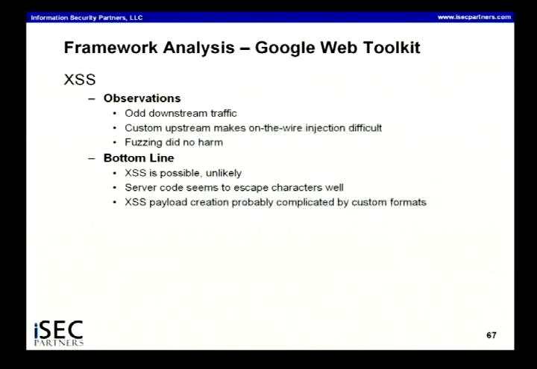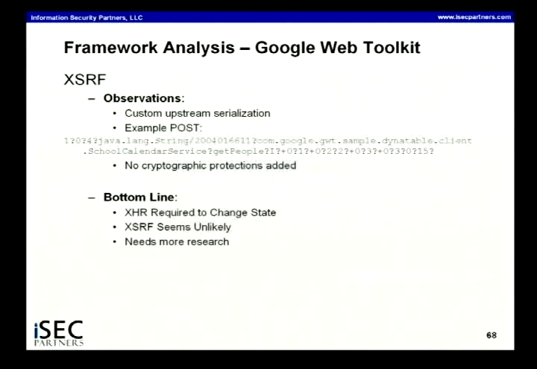And even if there was XSS, it might be a little bit complicated by the fact that they use such weird encoding formats. As far as XSRF, they use a custom upstream serialization, like the one you see here, which has obviously things like Java classes enabled in there and a bunch of unprintable characters. This uses XML HTTP request, and so therefore we're not able to fake it using an iframe or using a get. As a result, cross-site request forgery seems unlikely. This definitely needs more research to see if there's any places in which the Google Web Toolkit will use a simple get instead of a post to do any state changes. But in the little bit of testing we did, we couldn't find that.